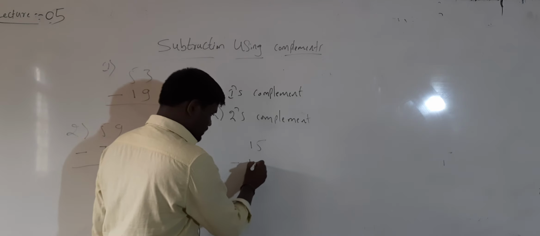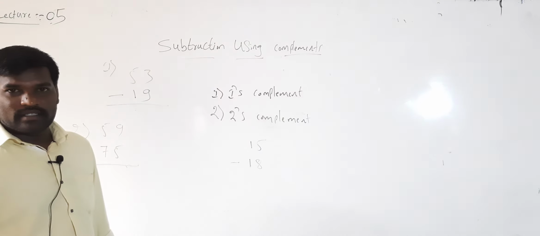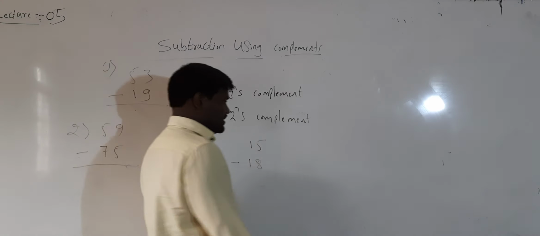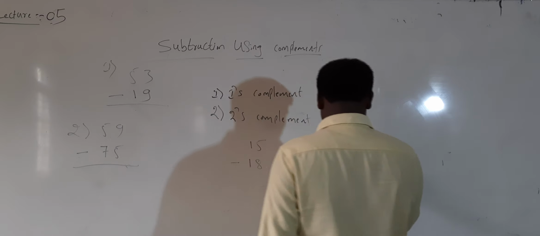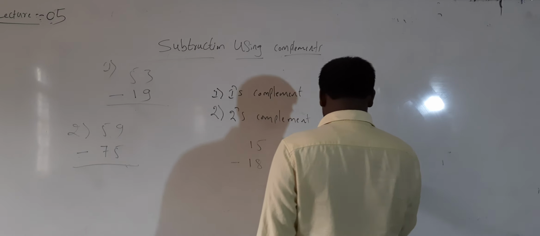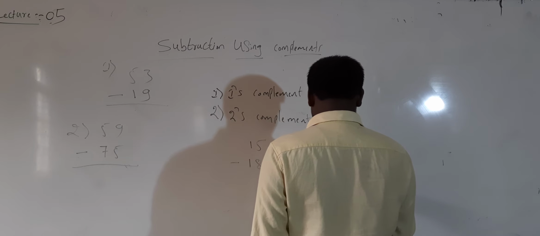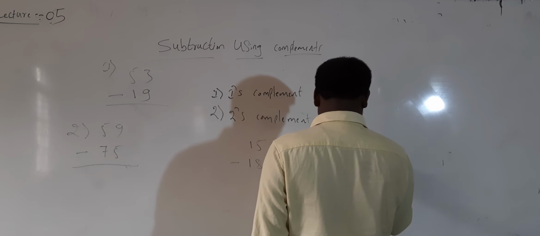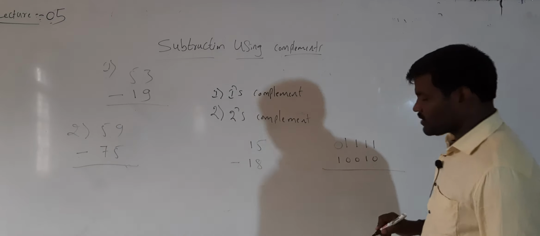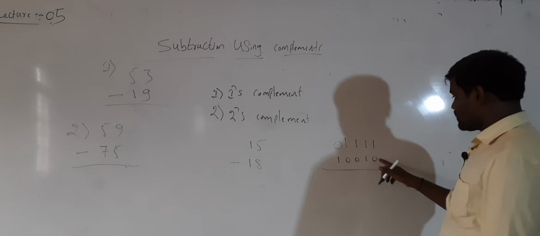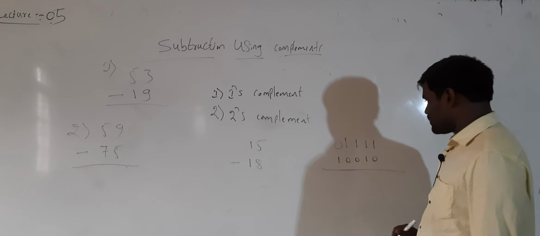15 minus 18. See here, 15 minus 18. So here minus is 15, that is 1, 1, 1. 18 is 1, 0, 0, 1, 0. So directly I have to write the 18. Here 0, 1, 2, 3, 4. 2 raised to 4 is 16. 16 plus 2 is 18.